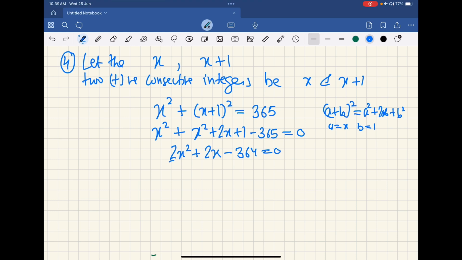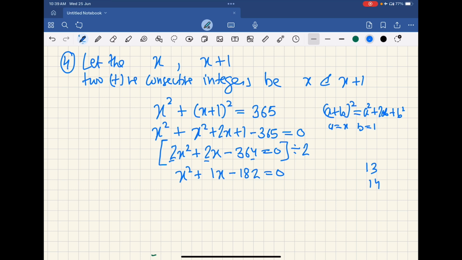Now x square plus x square is 2x square plus 2x, and you will get minus 364 which is equal to 0. Students, if you note, all the three numbers are divisible by 2, so let us divide by 2 so that we will have a simple equation. So x square plus 1x minus 182 is equal to 0. We have already done the prime factors of 182 in the previous question and we had found 13 and 14.